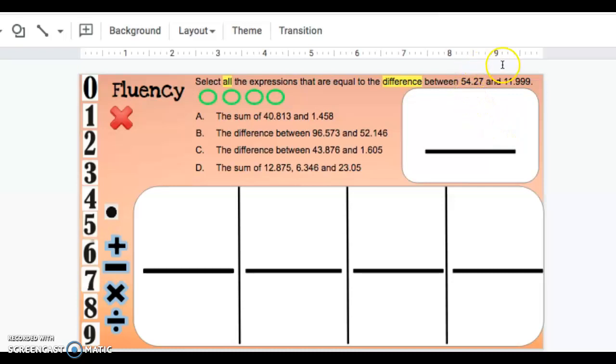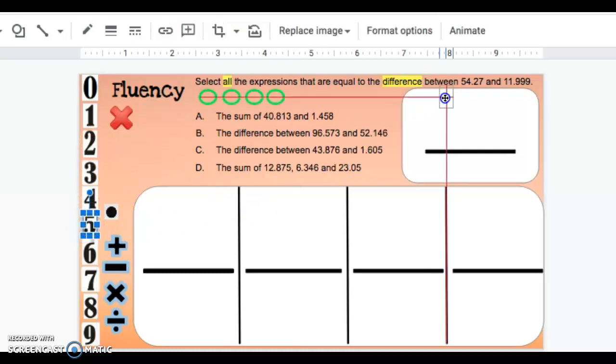So I first have to solve the problem to figure out what my answer is going to be that I'm going to be looking for in all of these options. So I'm going to start off by subtracting 54 is the first number that I'm going to put a decimal point.